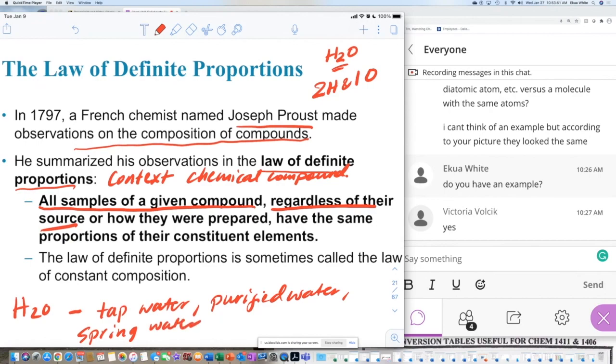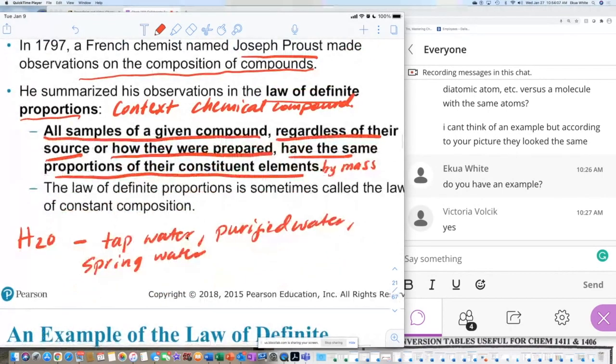Okay, so you can have all those waters or how they were prepared. Water from the lab have the same proportion of their constituent elements. Now, somewhere here is supposed to say by mass. Okay, so all they're saying here, regardless of the source of the water, it will have two hydrogens and one oxygen. Okay, they will have the same consistent composition.